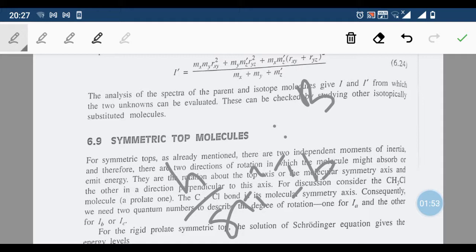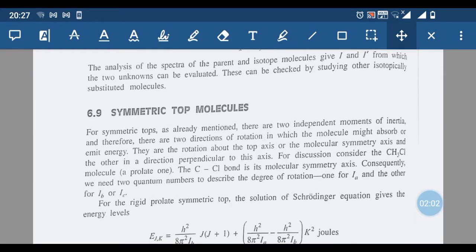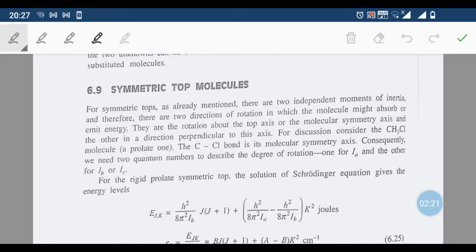An example of a prolate symmetric top molecule is CH3Cl. In the case of CH3Cl, the C-Cl bond is its molecular symmetry axis, and the other axes which are perpendicular to the C-Cl axis are taken as the perpendicular axes. So first of all we are discussing the case of a rigid prolate symmetric top molecule.